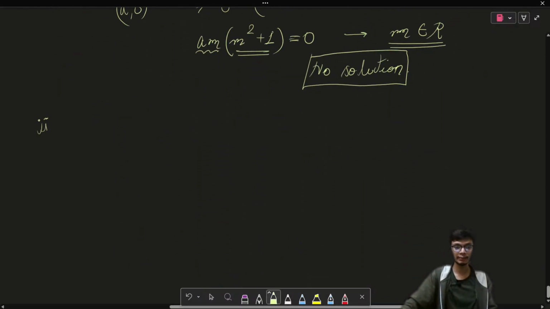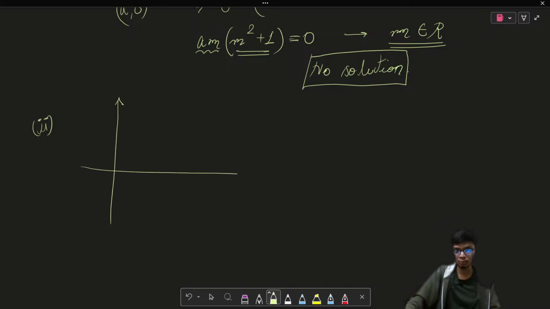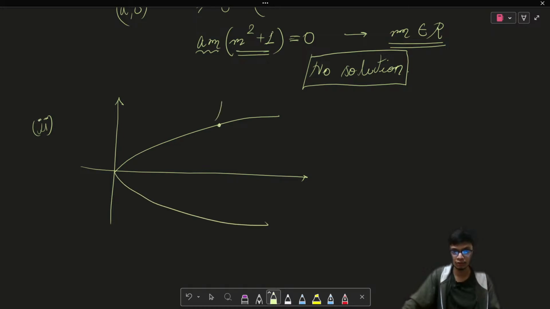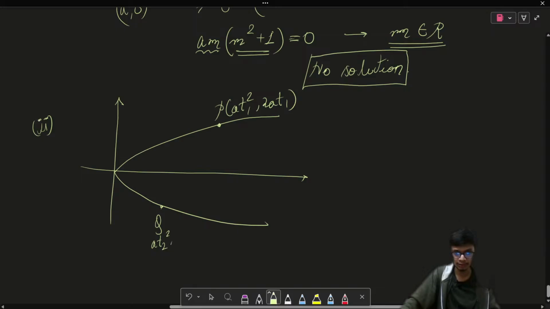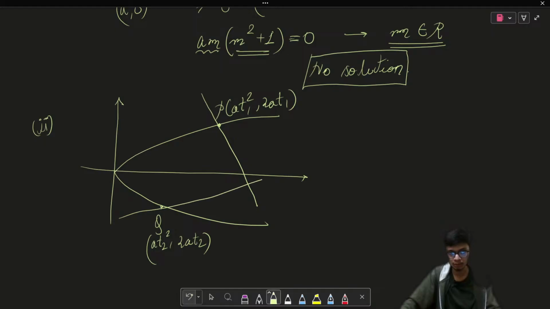Let us now deep dive into the next important property, that is the point of intersection of normals. Let us take a standard parabola. If I draw normals to the parabola at 2 points, P and Q, given as (a t1 square, 2a t1) and (a t2 square, 2a t2), the normal at P and the normal at Q, please note that these are normals, and let us say they intersect at point N, right?